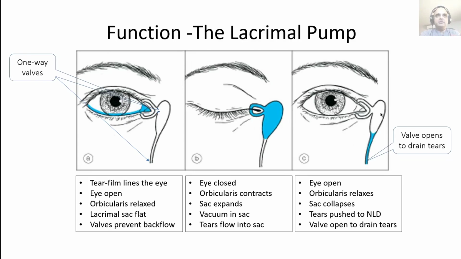As the sac collapses, it pushes the tears down into the nasolacrimal duct, and this valve right here, the valve of Rosenmüller, prevents regurgitation of fluid under normal circumstances back into the eye. And the valve of Hasner, which is located right here at the terminal end of the nasolacrimal duct, opens to allow the tears to go into the nose. So this is how the lacrimal pump functions, and it requires an intact orbicularis oculi together with its nerve supply, which is coming from the seventh nerve.